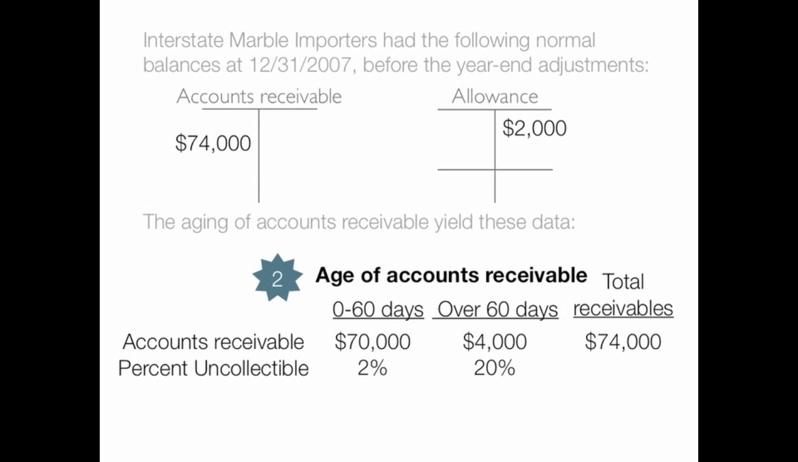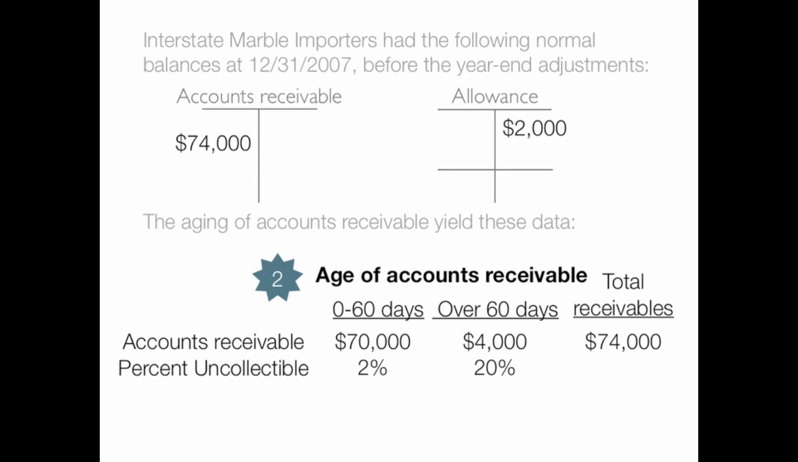So let's look at Interstate Marble Importers. They have the following normal balances at December 31st, 2007, before the year-end adjustments. So we have a debit balance in our accounts receivable of $74,000, and the contra asset account, the allowance for uncollectible accounts, we have a credit balance of $2,000. And the aging schedule shows the following. So 0 to 60 days, our accounts receivables are $70,000. Over 60 days, we have $4,000 for total receivables of $74,000.